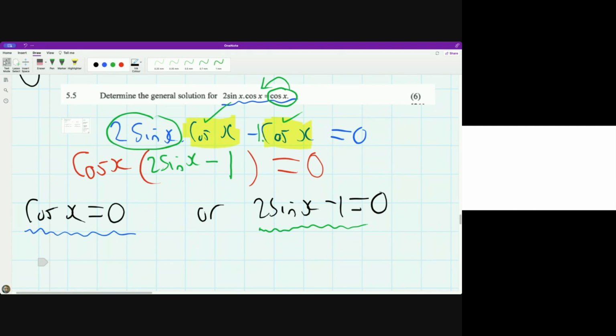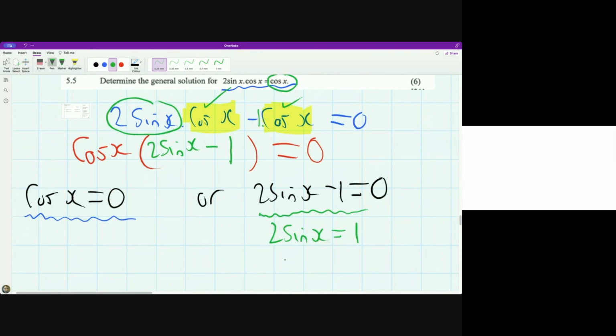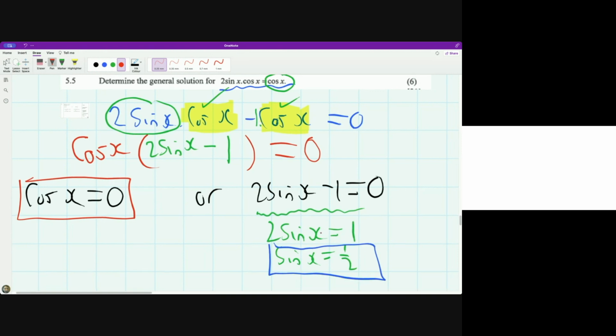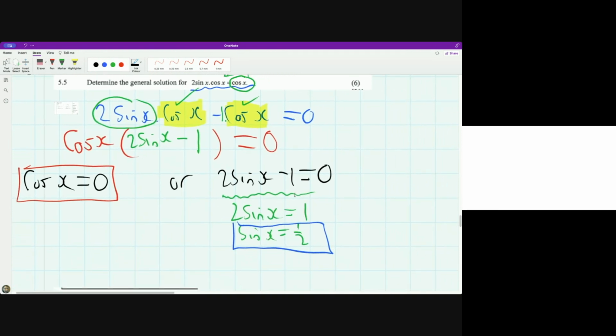Yeah, so we take the 1 across. So you're going to get 2 sine x equals 1. And then I think I'm going to say sine of x equals a half. Okay, it's almost time for our break. But before we do our break, I want you to solve this, just the blue one. I will handle the one over here on this side because it's actually two equations. It's split. But I just want you to solve the trig equation in the blue box before we have our little break.